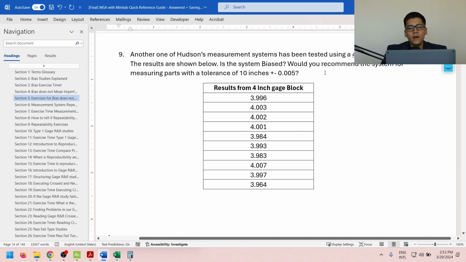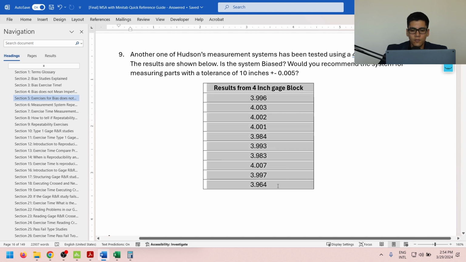Now let's look at exercise number 9. You can pause the video at any point to try and do it on yourself. So another one of Hudson's measurement systems has been tested using a 4-inch gauge block. The results are shown below. Is the system considered to be biased? Would you recommend a system for measuring parts with a tolerance of 10 inches plus minus 0.005?